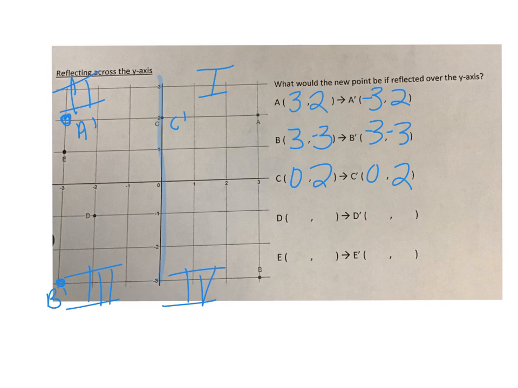And then D is at -2, -1. And then we're going to reflect over the y. So we're going to end up at, that's D prime, +2, -1.